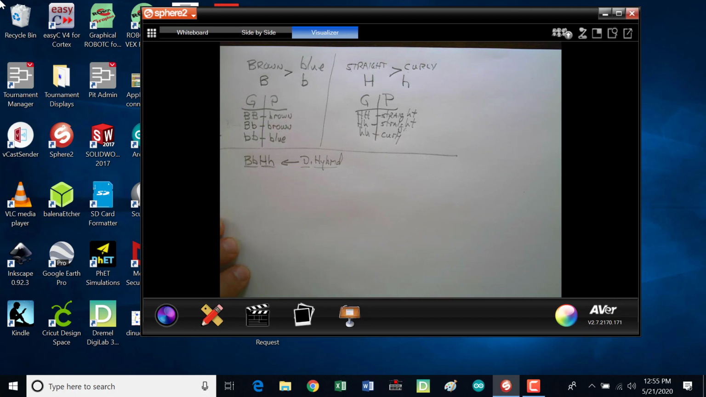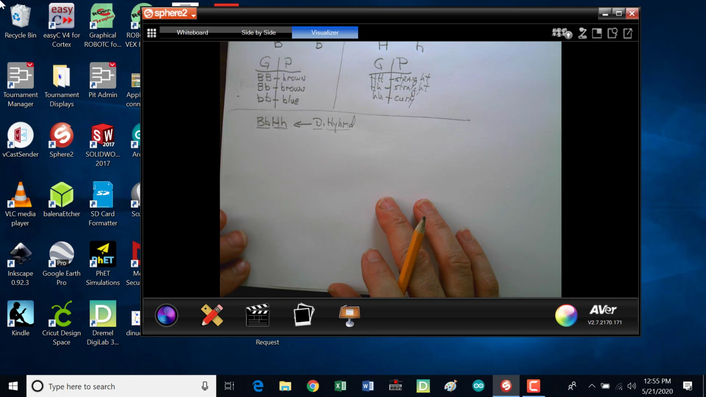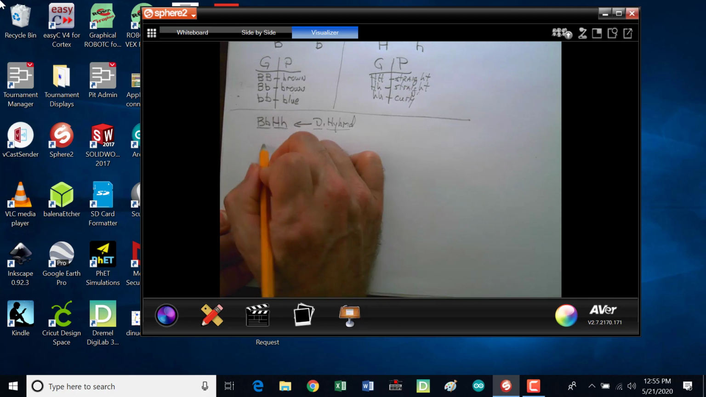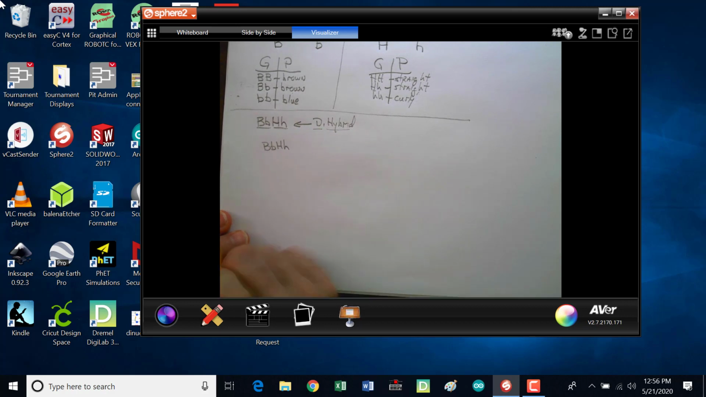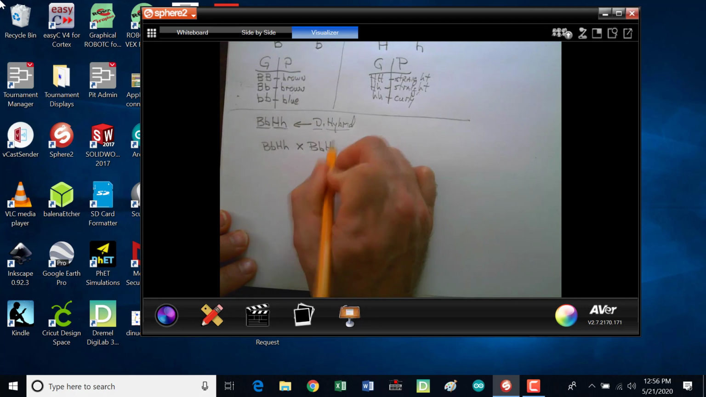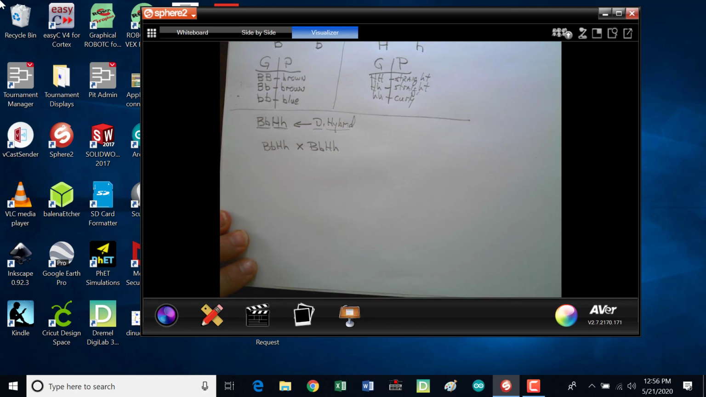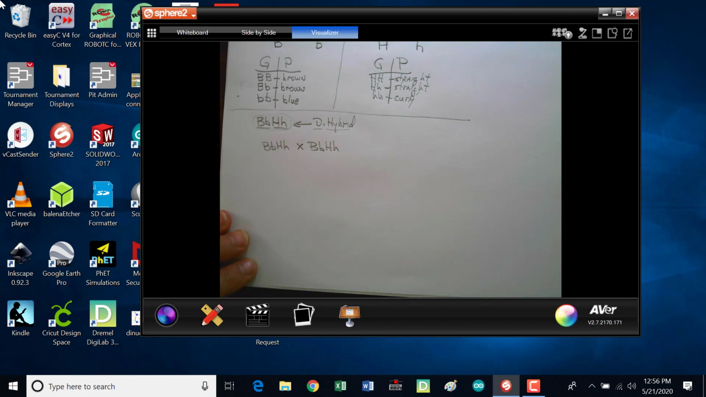Now, the question that we want to answer today, what this lesson is really about, is what happens if you take an organism, a person, that is hybrid for two traits, each trait being simple dominance, and you mate them with another person who is hybrid for those same two traits. What kind of offspring could they produce? And there are two approaches to this. One approach is where you're looking at all of the genes at the same time.